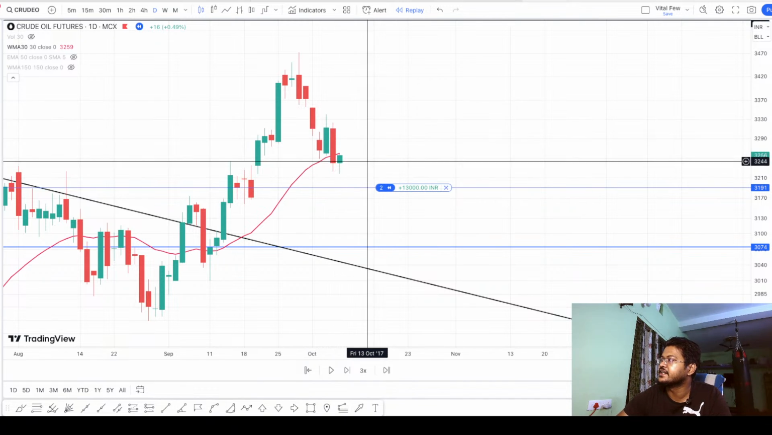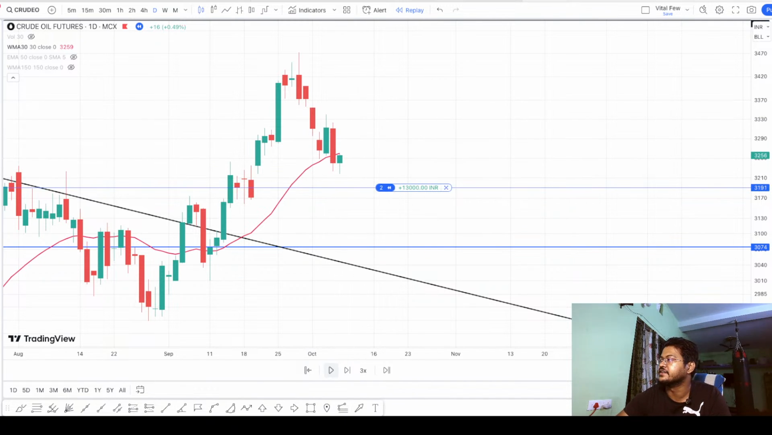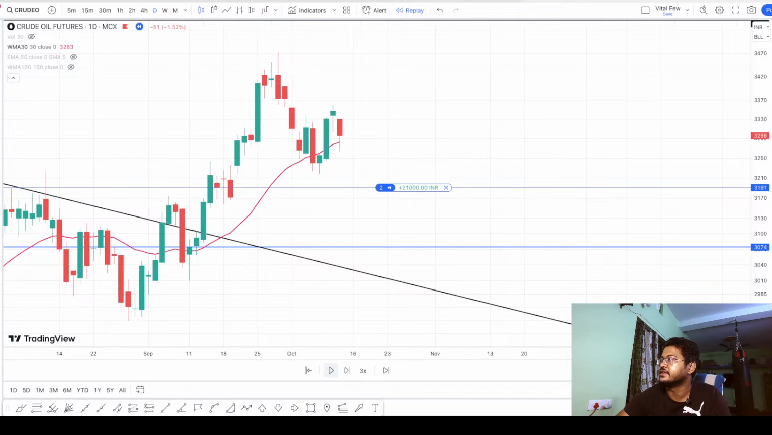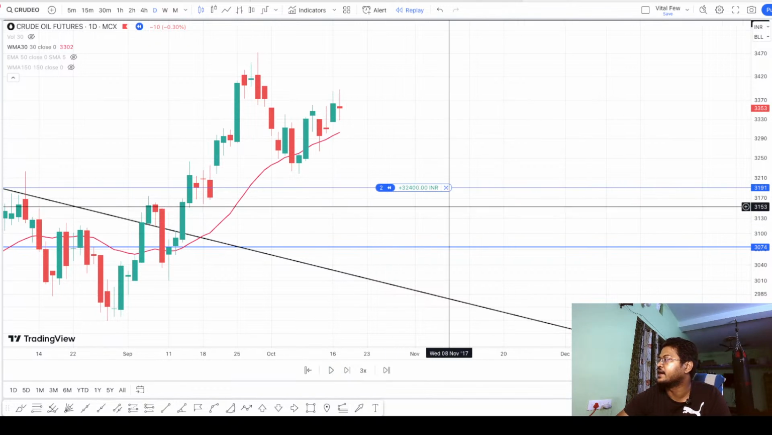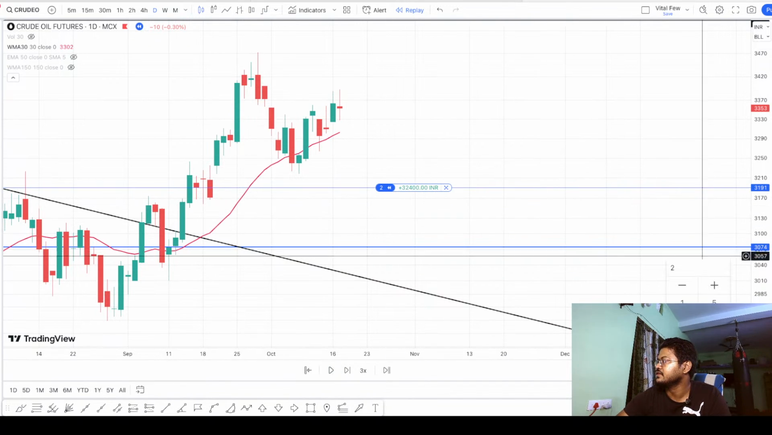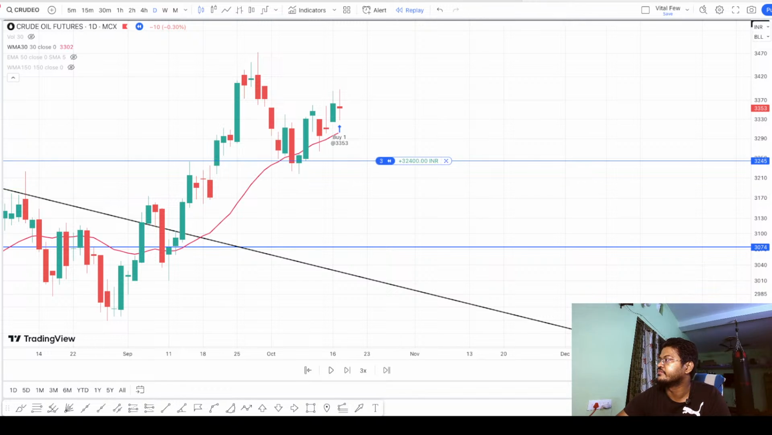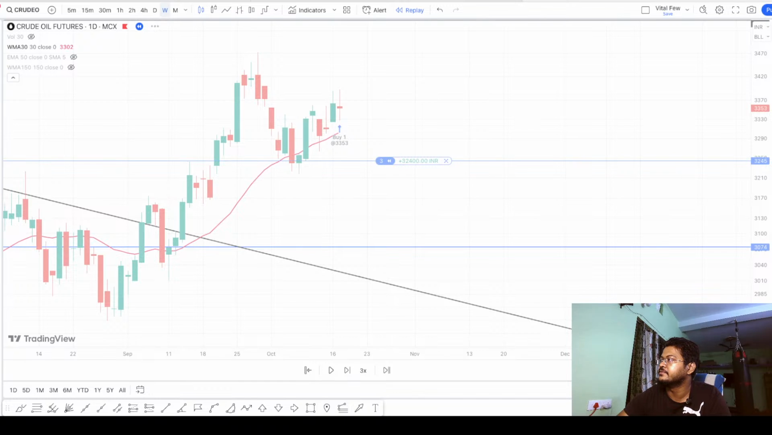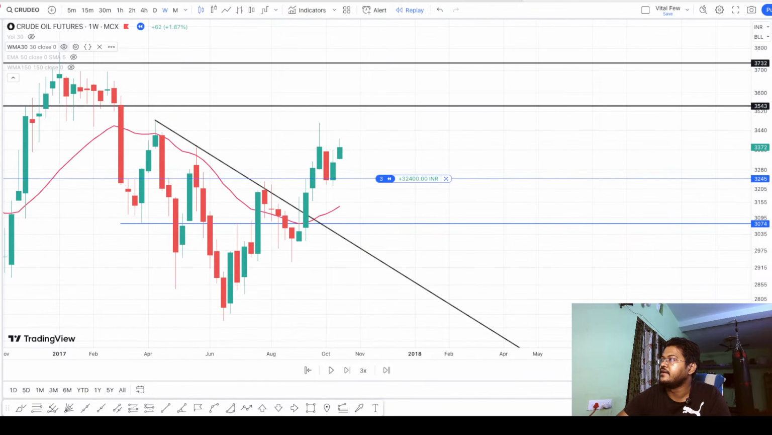If you see a break from this level, I will add one more quantity. Yes, it is actually reacting to that level, and I will add one more. Right, now go to the weekly time frame and hit the play.